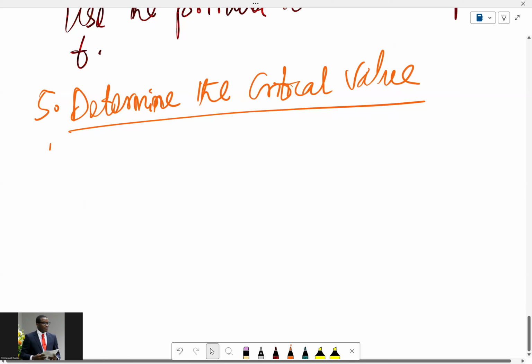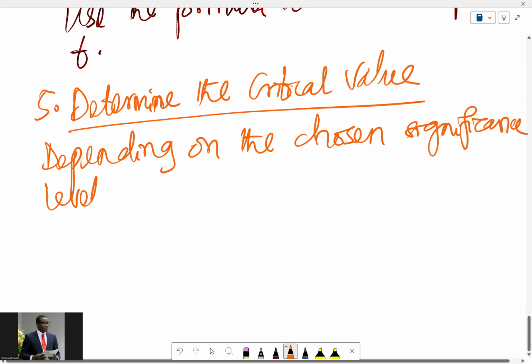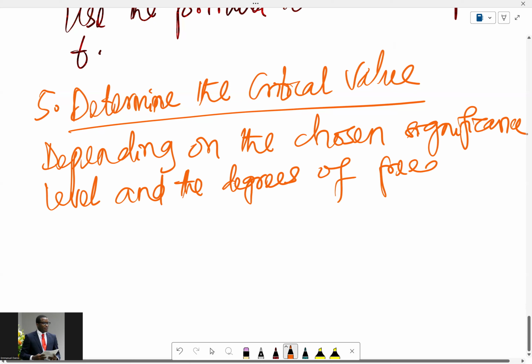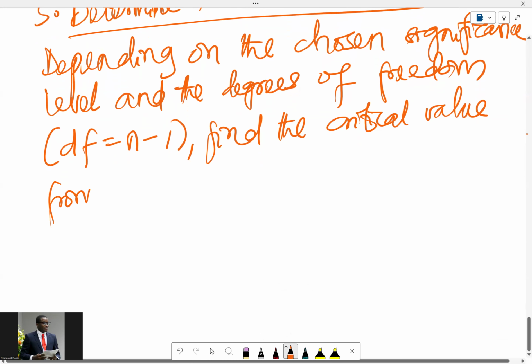So in that case, that will depend on the chosen significance level and the degrees of freedom, which is calculated as n minus 1, that's sample size minus 1. And you want to find the critical value from the t distribution table.